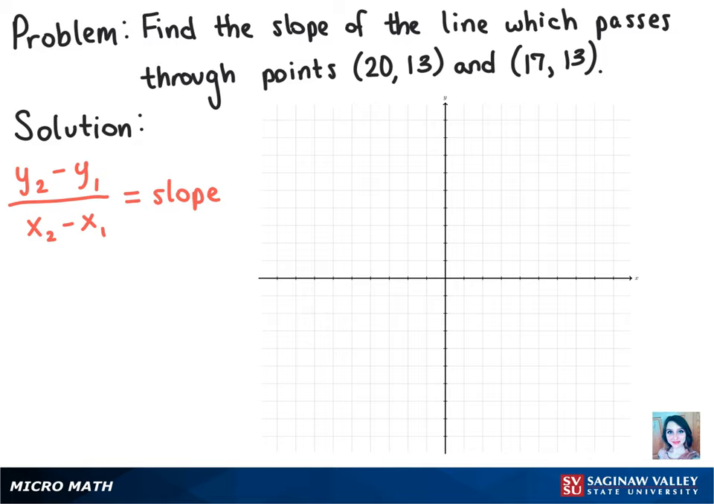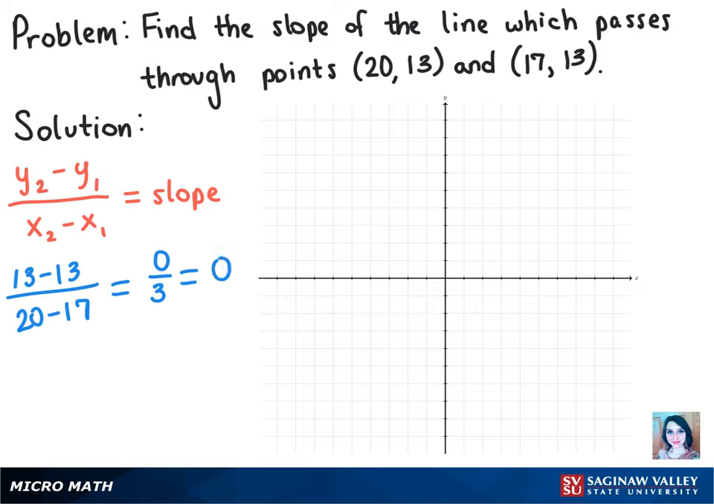To find the slope of the line which passes through the points (20, 13) and (17, 13), we're going to use this formula in red. So we're going to start off by subtracting the y-coordinates. So we have 13 minus 13 over 20 minus 17 for the x's. And then when we do the subtractions, we end up with 0 over 3.